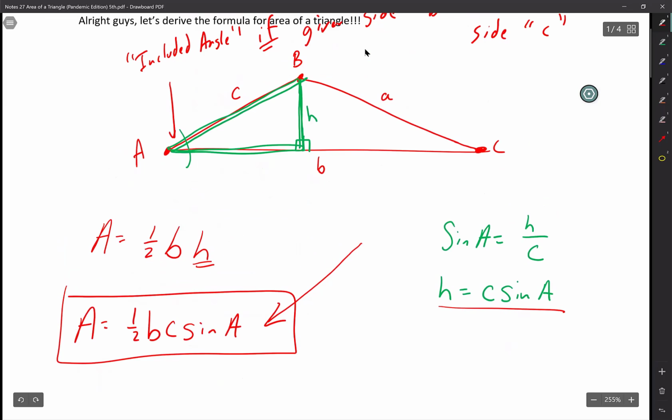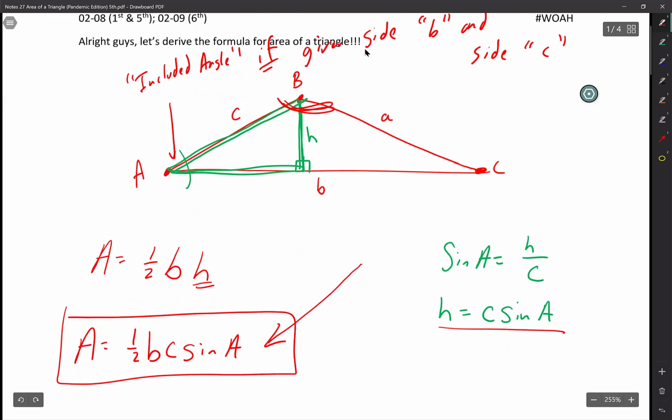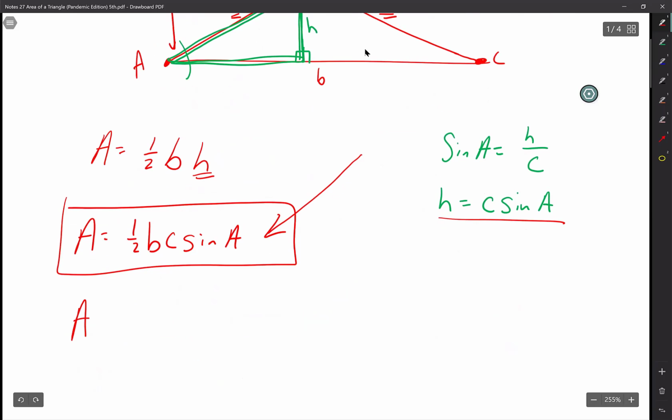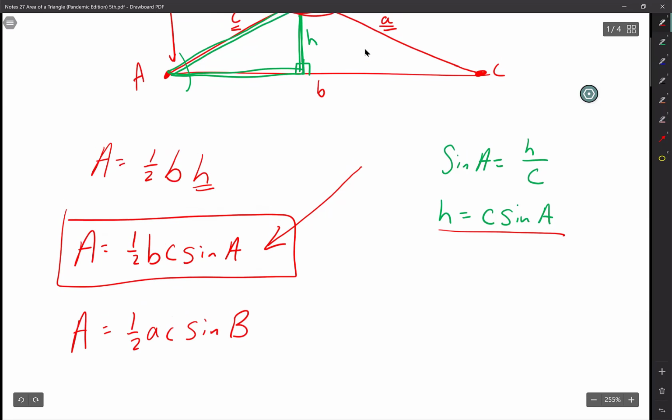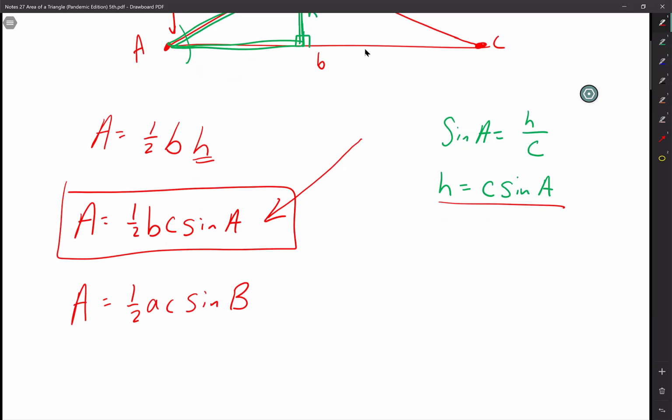If I want to use angle B, then I have to use the included sides A and C. So area equals 1/2 AC sine B.